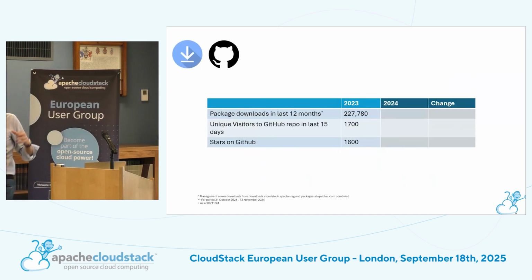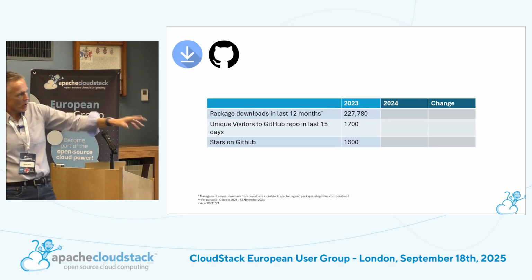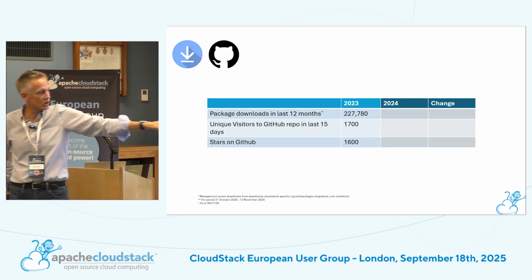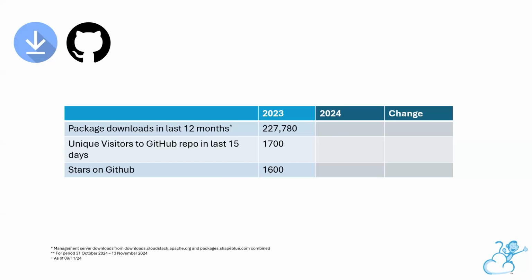Quite an interesting slide. This is an old slide. It illustrates the change. We all know what happened in late 23 in the industry. So you can compare downloads of the packages, unique visitors and stars on GitHub in 2023 to 2024, and the spike in interest was enormous, was absolutely huge. Really, really great for CloudStack. Hopefully really great for people that are looking for that alternative as well.